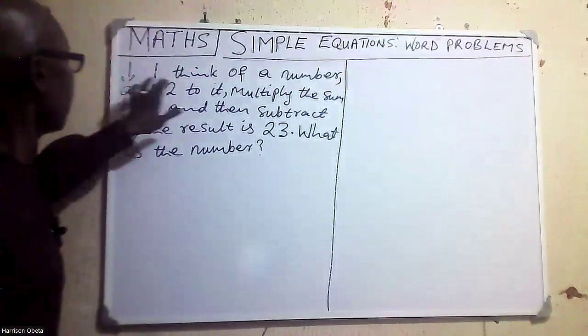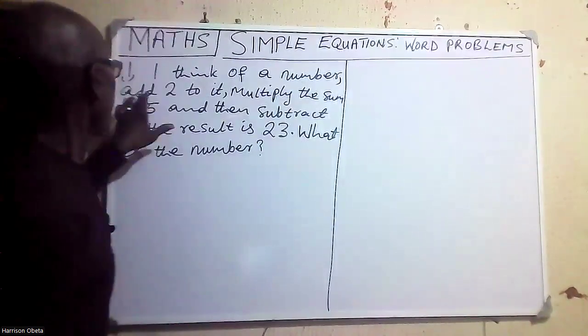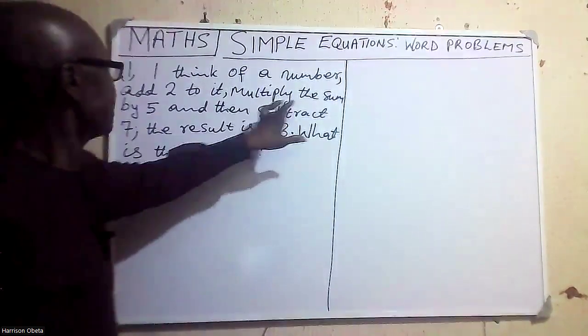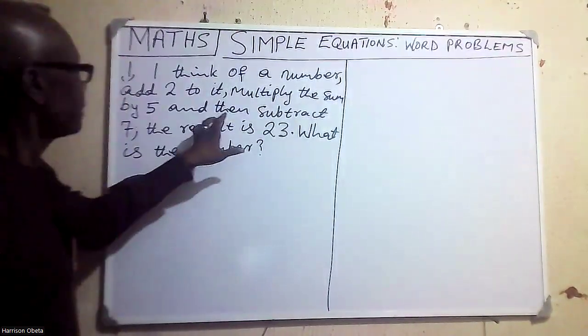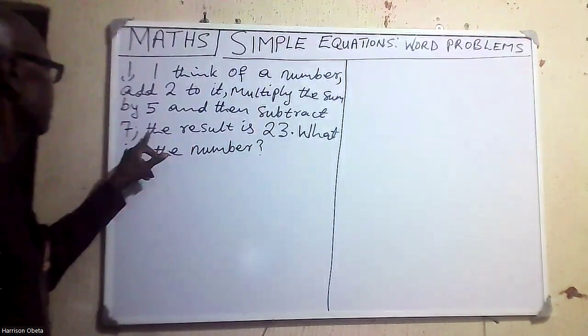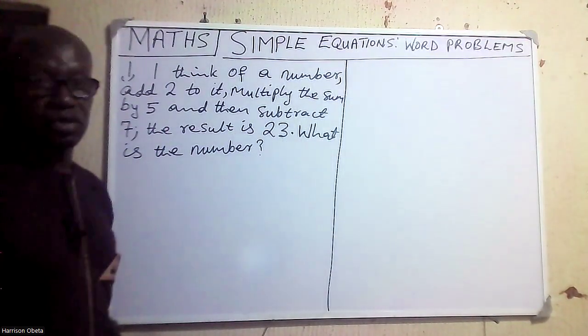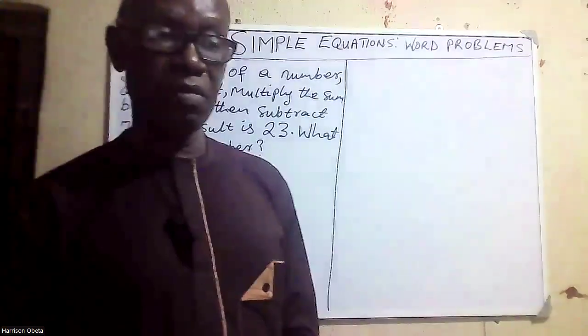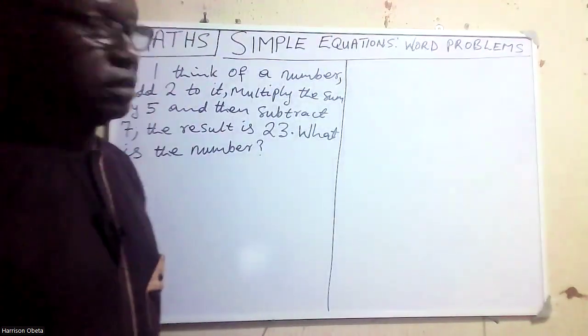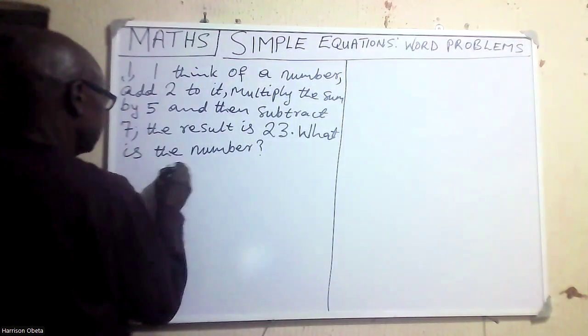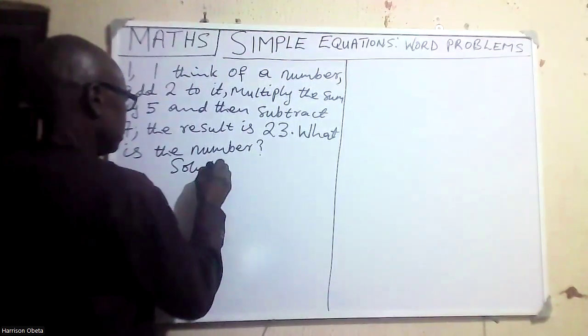So the first question: I think of a number, add 2 to it, multiply the sum by 5, and then subtract 7. The result is 23. What is the number? So first of all, you have to represent the number by any letter you like. So let us start. Solution.